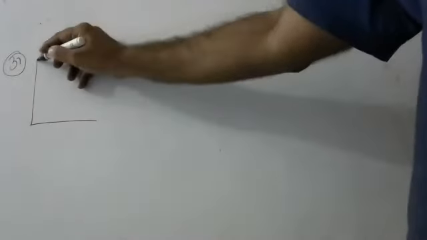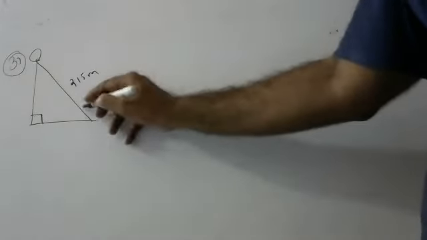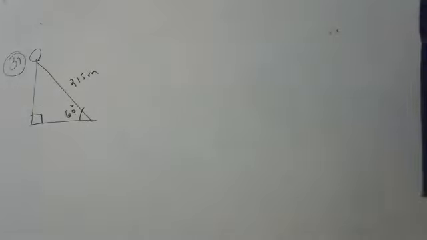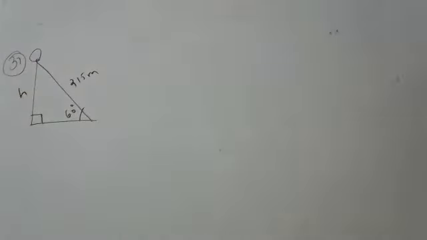Okay, children, sum 37. A balloon is connected to the ground by a string of length 215 meters, at an angle of 60 degrees. The question is, determine the height of the balloon. Simple stuff.